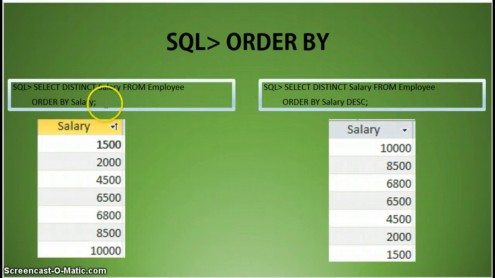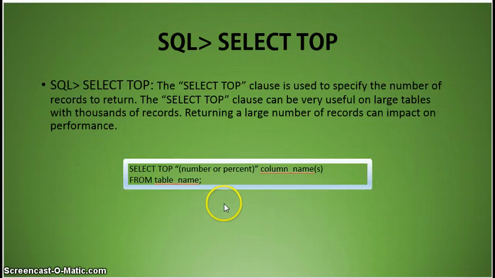Here we have the 2 pieces of code. This is for the default and this is for descending. Here you see it's ascending, from the lowest to the highest. Here we have from the highest to the lowest. As you saw in the previous example, these are the distinct values, the unique ones, not the repeated ones.